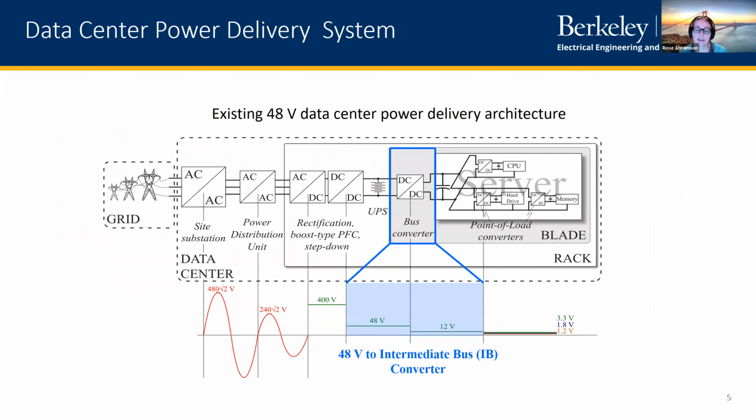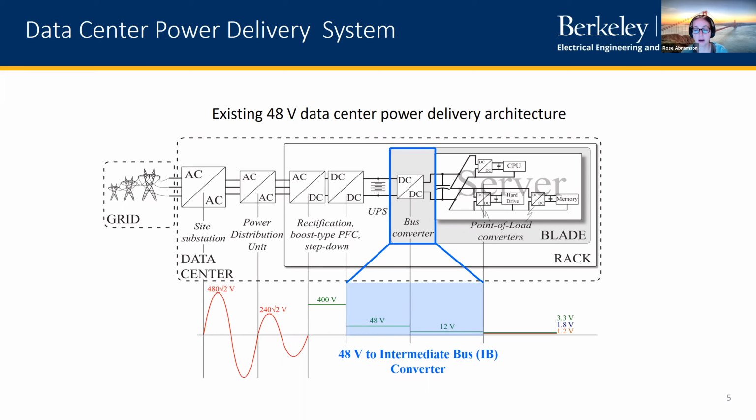So looking at an example of one of these 48-volt data center power delivery systems, you can see that the energy is coming in from the grid, and then it's getting stepped down at the site substation and the power distribution unit. And there's also some rectification and power factor correction to make sure that we're not injecting any noise or large phase shifts back into the grid. And then we eventually get to this 48-volt bus.